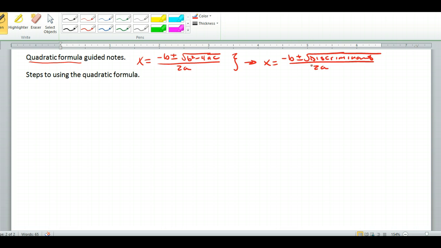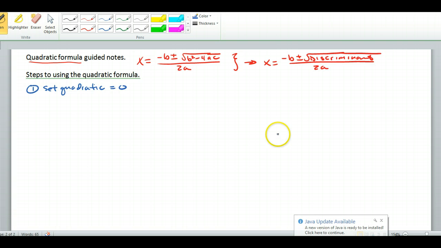So, to look at the steps of the quadratic formula, we said step 1 was basically to set the quadratic equal to 0. Oops. Don't know what happened there.